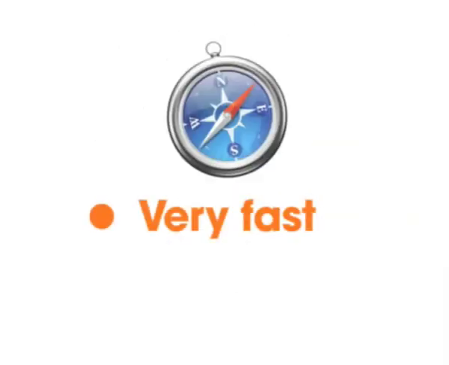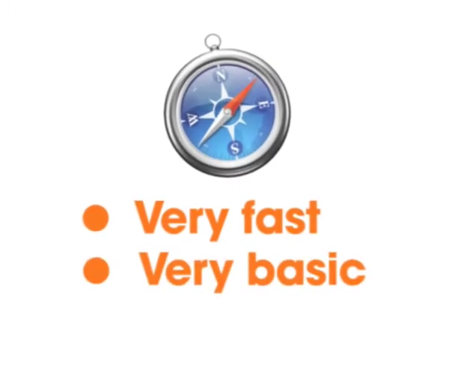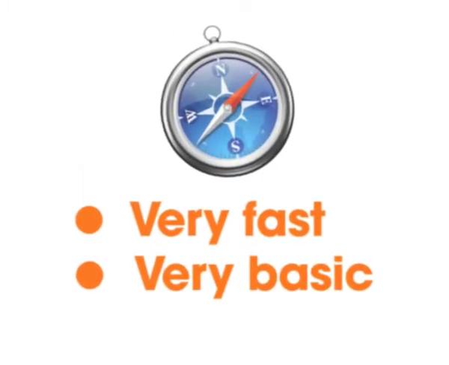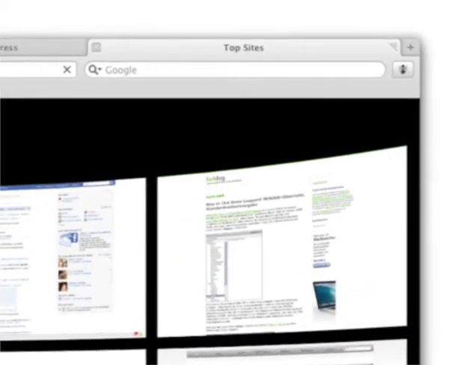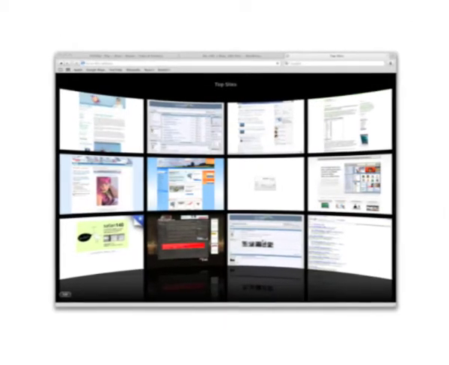Safari is the default browser for a Mac. It's very fast and it's very basic, so it's a great default browser. You should always update to the latest version though. The latest version is Safari 4. Now, this one has a feature called Top Sites. It'll measure your 9 most visited sites, and when you open a new tab, it'll show a thumbnail of each of those sites, so you can quickly click on them, kind of like visual bookmarks.